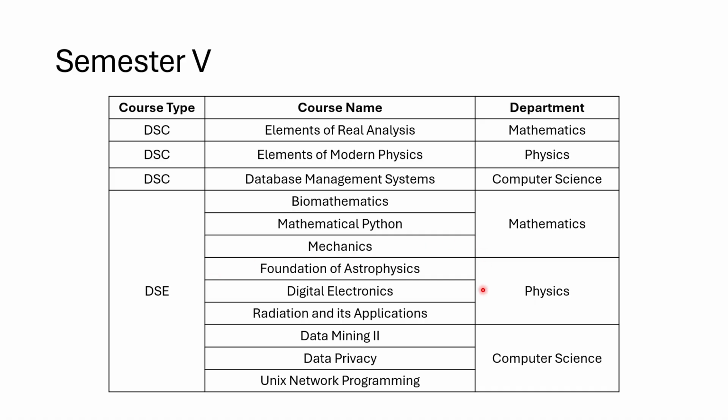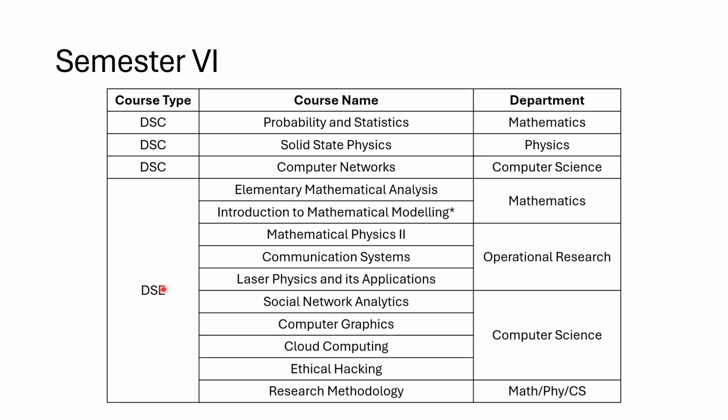From physics, you have foundations of astrophysics, digital electronics, radiation and its applications. From computer science, you have data mining 2, data privacy, Unix network programming. And as I mentioned, these are not from the computer science department specifically. There are actually more options, which you can see in the latest notice.